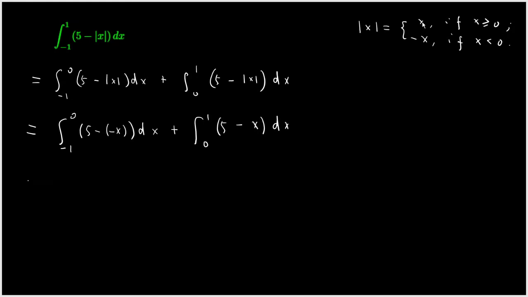We'll do one more step. It equals the integral from -1 to 0, where the integrand now is 5 plus x, and then plus the integral from 0 to 1 of 5 minus x. These two integrals are simple to evaluate. We'll stop here.